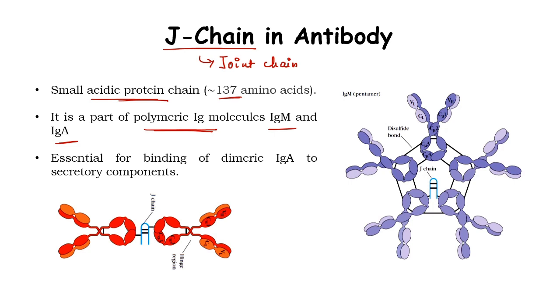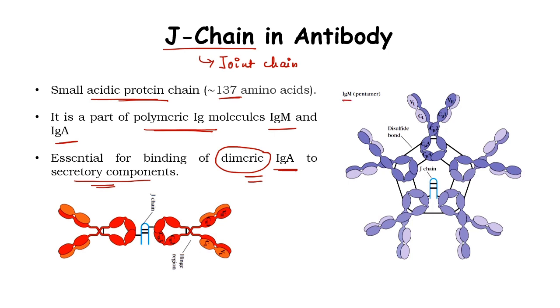For example, if you talk about IgA, secreted IgA is in dimeric structure and this dimerization is not dependent on the joint chain. That is, joint chain is not required for dimerization of IgA, but this joint chain helps in binding of this dimeric IgA to the secretory component. Now this component is very important for secretion of dimeric IgA out of the B cell.